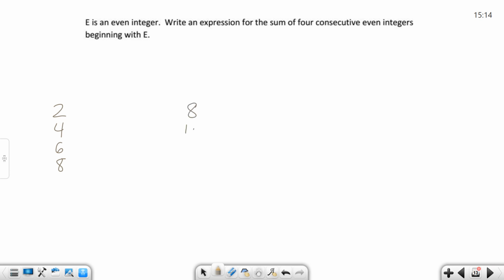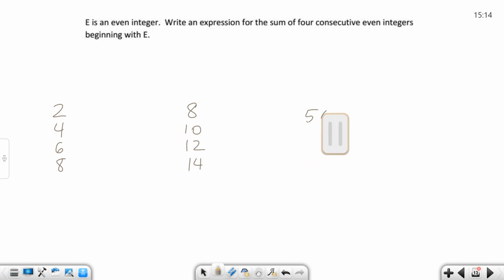What if it was 8? Then it would be 10, 12, and 14, right? What if it was 56? It would be 58, 60, and 62, right? So we're adding how much each time? We're adding 2, then we're adding 4, we're adding 2 again, right? 2 plus 2 is 4. Then we're adding 2 again, 4 plus 2 is 6. We're adding 2 again, right?